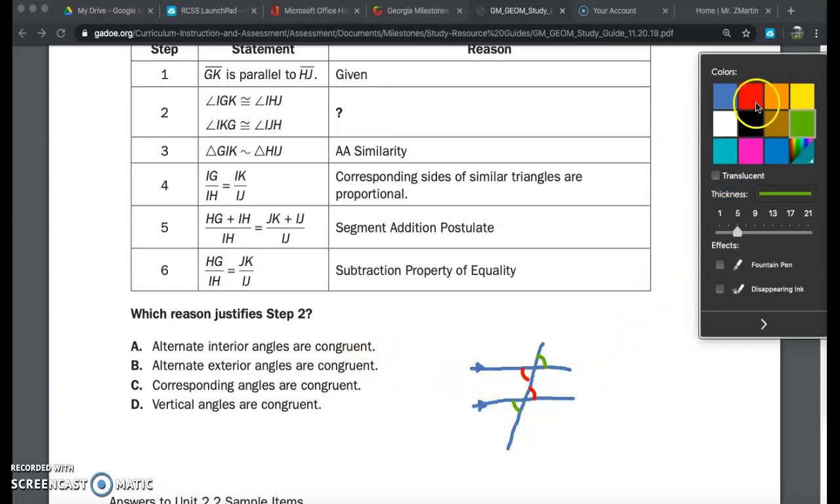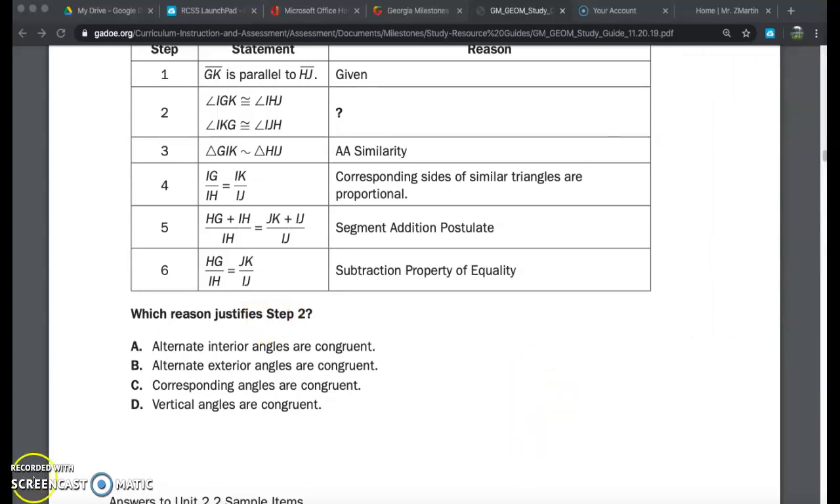Corresponding angles are congruent. I'm going to mark these in, I don't know, orange. This angle here would be corresponding to this angle here. So we've got those corresponding angles marked in orange.